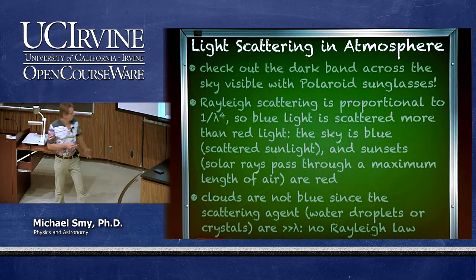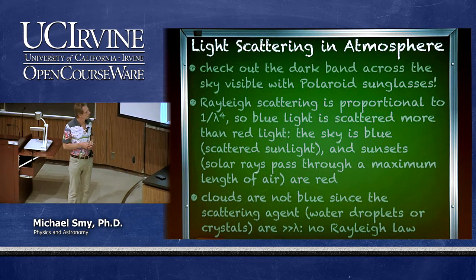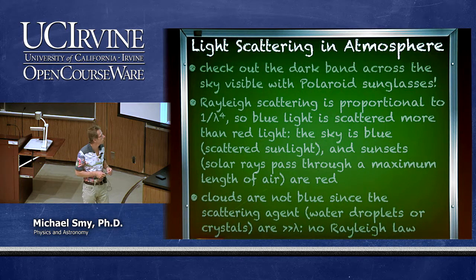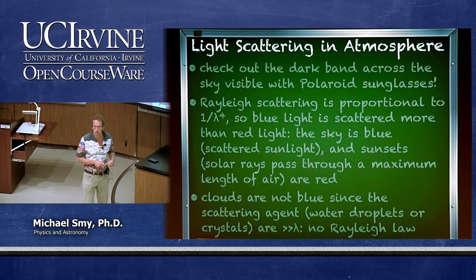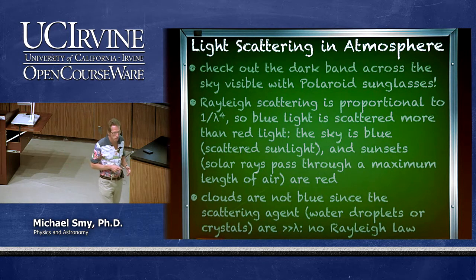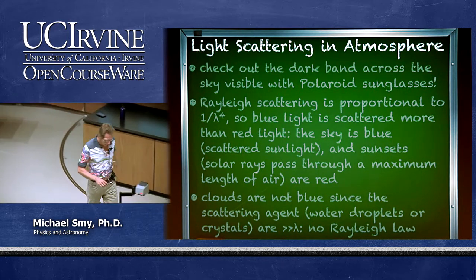Then finally, the color of clouds is white or gray, and the reason for that is that the scattering in clouds is done by much larger agents, for example, water droplets or crystals, and those are much bigger than the wavelength of the light, and there's no Rayleigh law anymore. And in fact, the amount of light scattering is independent of wavelength.